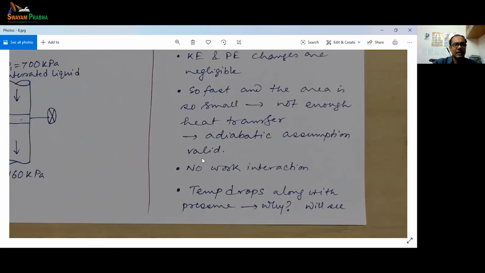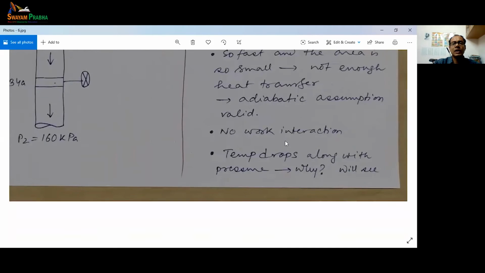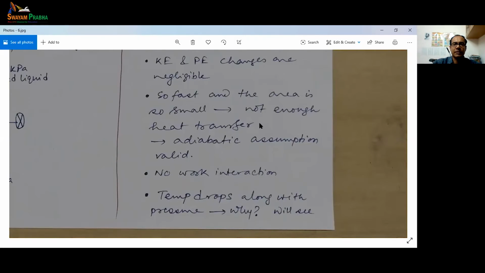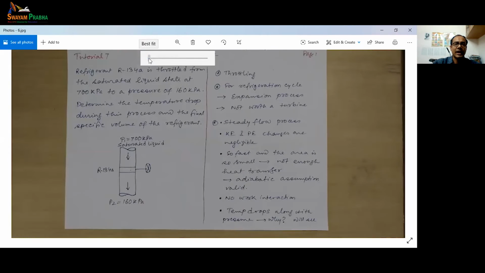Okay, and as you can see, no work interaction is happening. Pressure is coming down and that's it, no work is going out or coming in. Now we'll see that the pressure drops, and along with the pressure, the temperature also drops. Now we'll see why that is happening, and we have to quantify that also as per the problem statement.